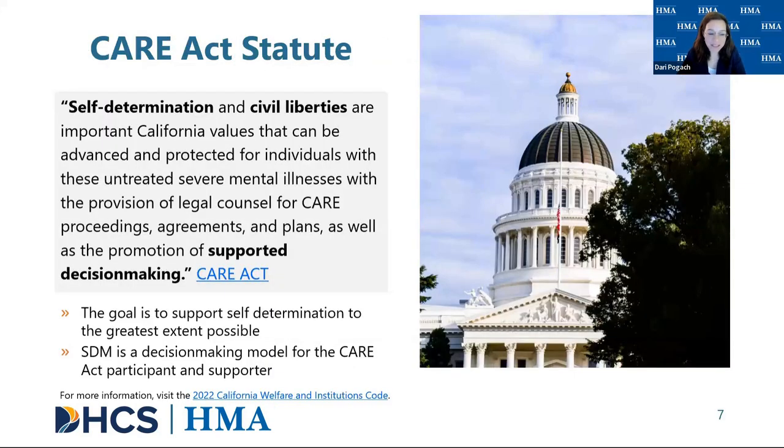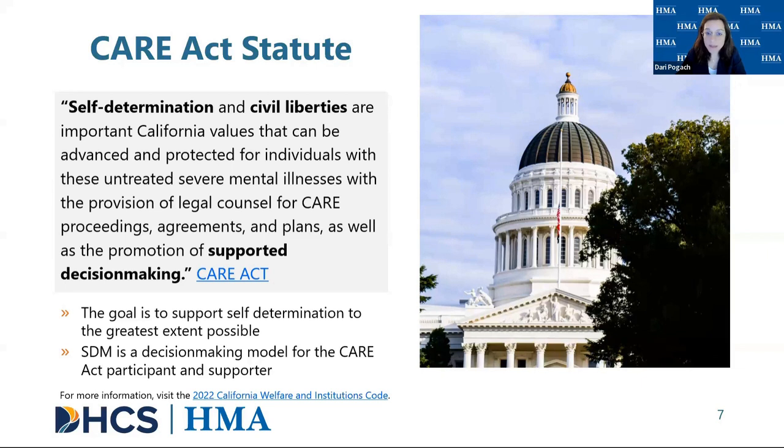So California is really taking on supported decision-making as a central California value and a value that's essential to the CARE Act. The CARE Act statute says self-determination and civil liberties are important California values that can be advanced and protected for individuals with these untreated severe mental illnesses, with the provision of legal counsel for care proceedings, agreements, and plans, as well as the promotion of supported decision-making.